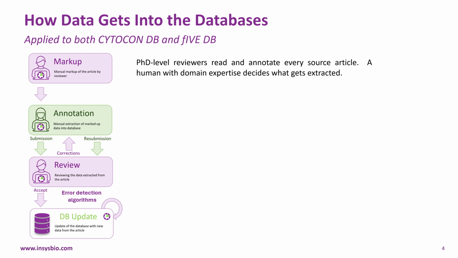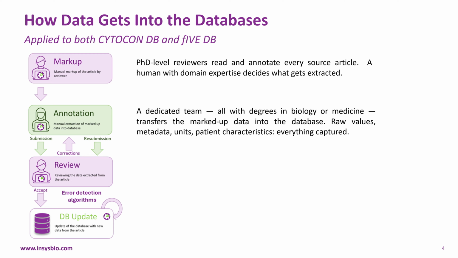Markup. A PhD-level reviewer reads the source article and decides what should be extracted: values, metadata, units, patient characteristics. This is a human with domain expertise making editorial decisions, not a script. Annotation. A team member, all with degrees in biology or medicine, transfers the marked-up data into the database. Raw values stay raw. We record exactly what the paper reported plus context.